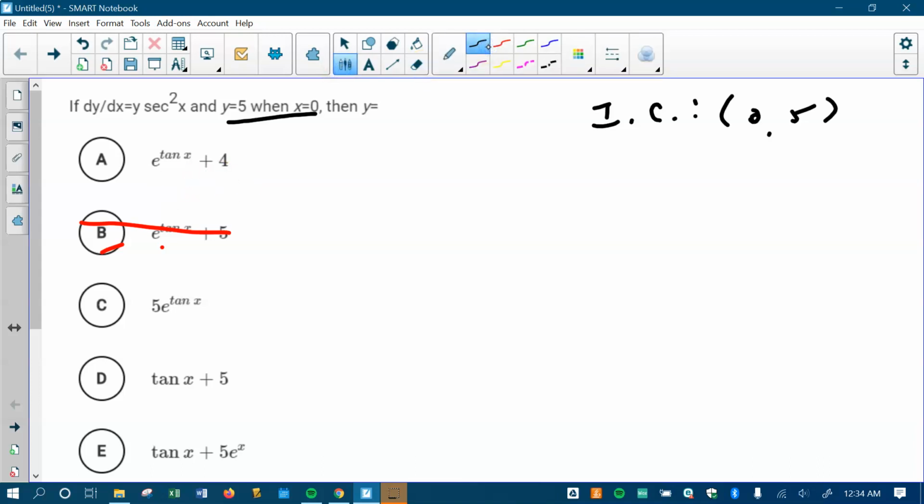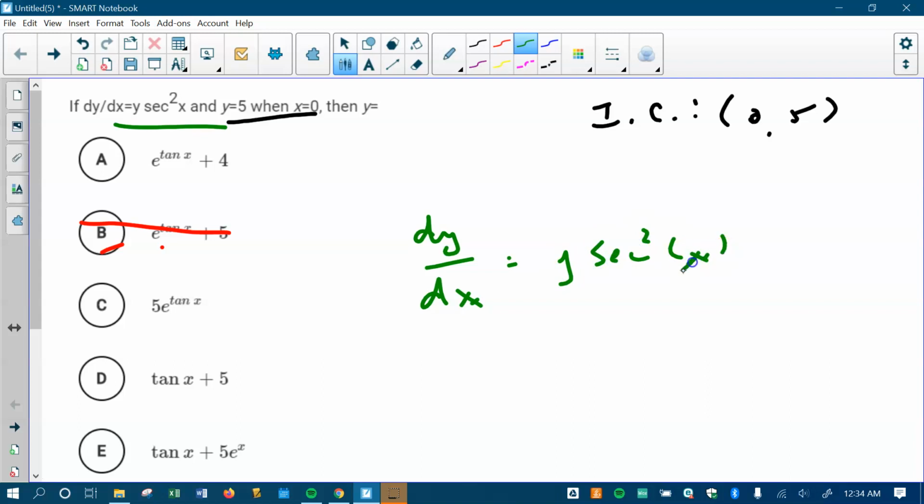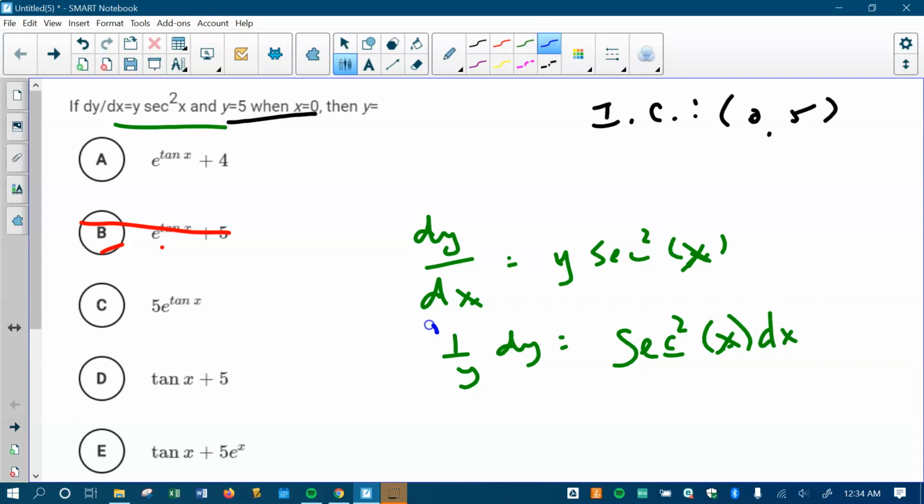Second, let's look at this part. dy/dx equals y sec squared x. Okay, so let's separate the variables. We have 1 over y dy equals sec squared x dx. I forgot my writing utensil at work, so my writing has been particularly bad.